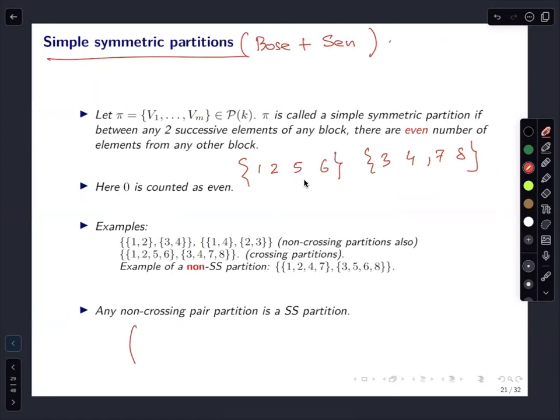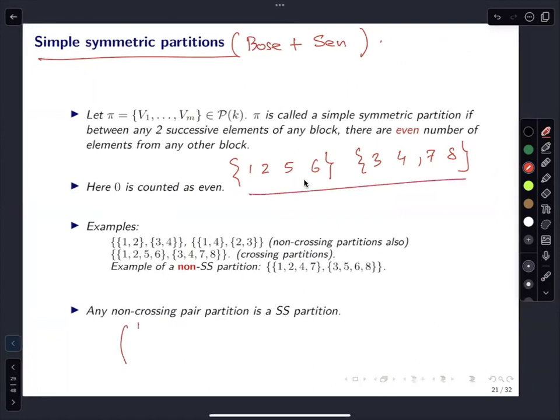So what I mean is, for example, 1 goes to 2, 2 goes to 5, 3 goes to 4, 4 goes to 7, 5 goes to 6, 6 goes to 1, 7 goes to 8, and 8 goes to 3. So I can visualize this as a permutation.